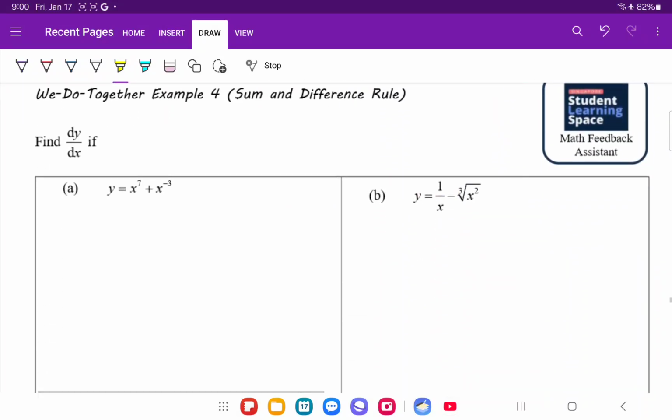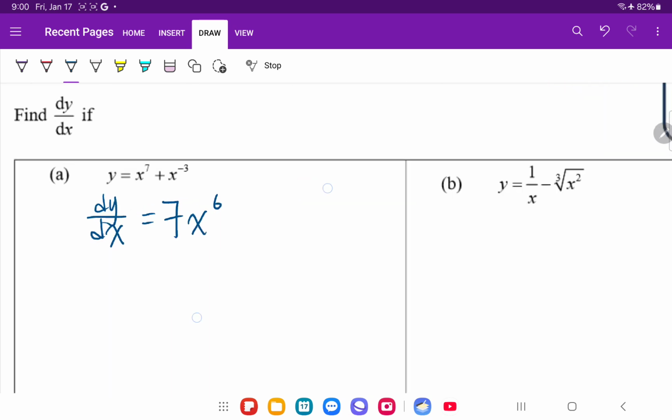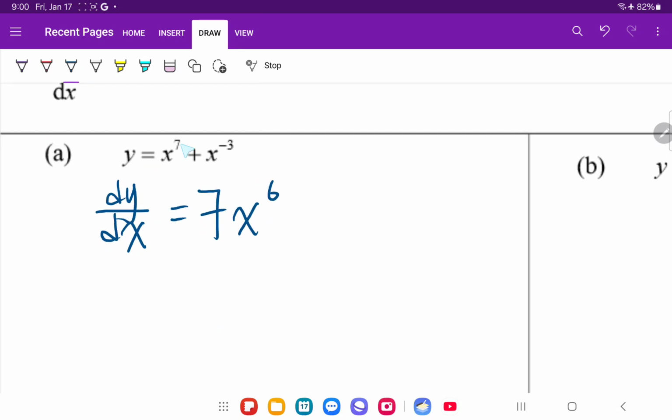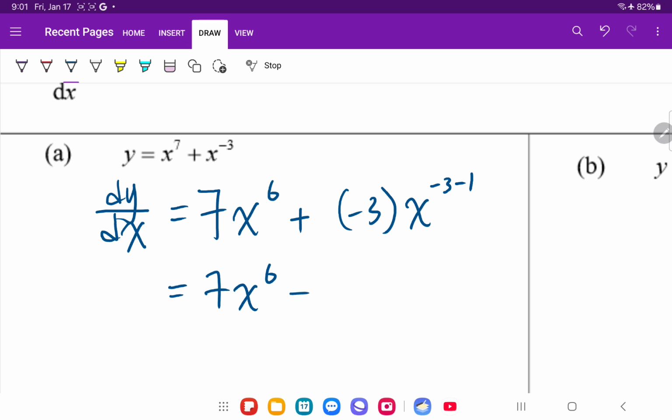Now let's do these examples. First question. There are two terms, all written nicely already. You can apply the power rule directly. dy dx is 7x power 6. I'm going faster already. 7 comes down, the power subtract 1, that becomes 6. Now for the other side, power comes down, power reduced by 1. So negative 3 minus 1 will give a negative 4 in a while. So this is 7x power 6 minus 3x power negative 4.